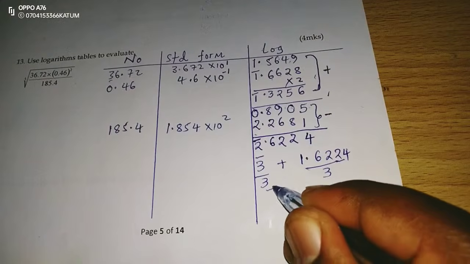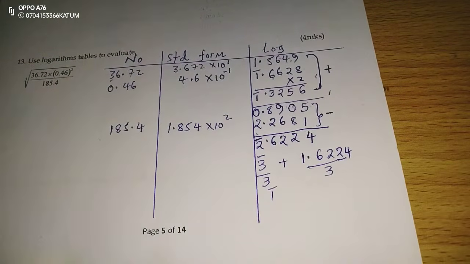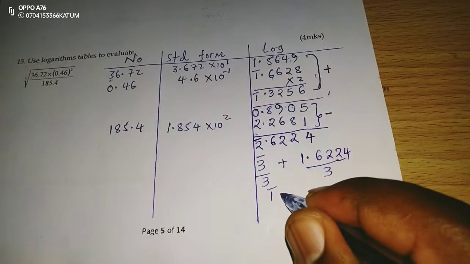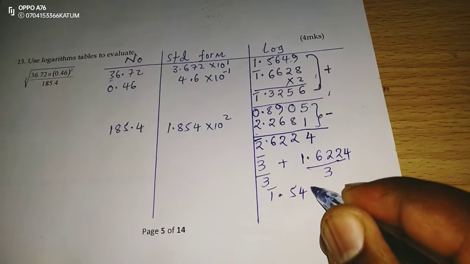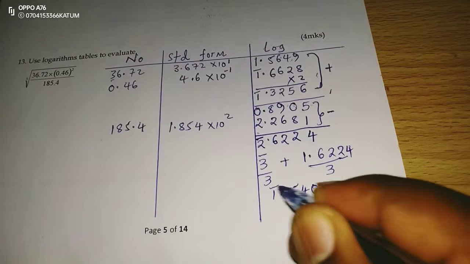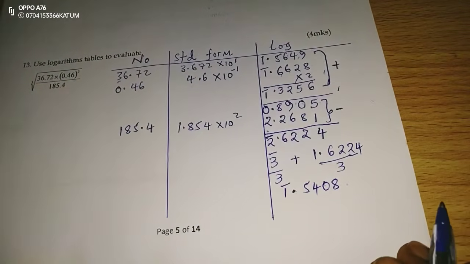Therefore here we get bar 1. Then we add what we get when the other side is divided by 3: 1.6224 divided by 3 gives 0.5408. When we add them together, this is what we are going to get after the compilation.